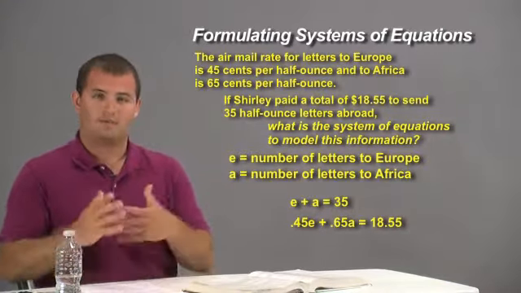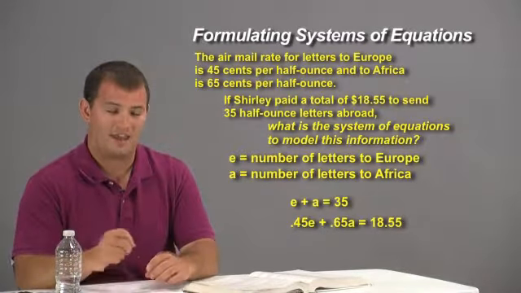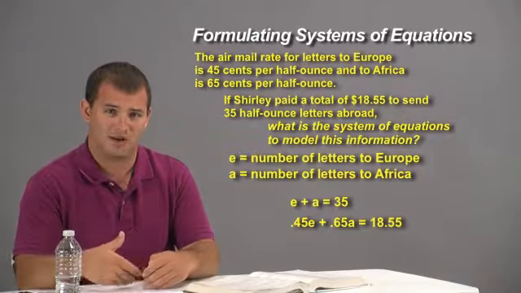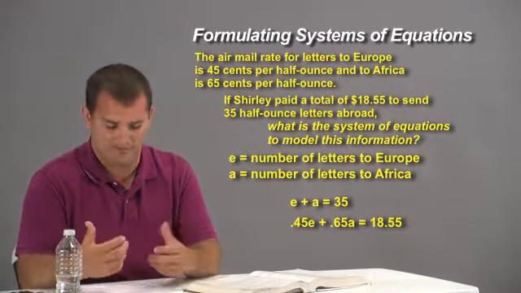Let me explain why I have these decimals here. We're told it's 45 cents. We can't just write 45 there, because if we write it like that mathematically, we're saying it's $45 per letter. So just bear that in mind.